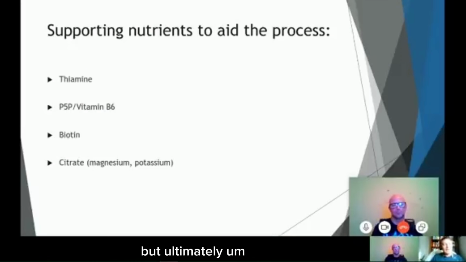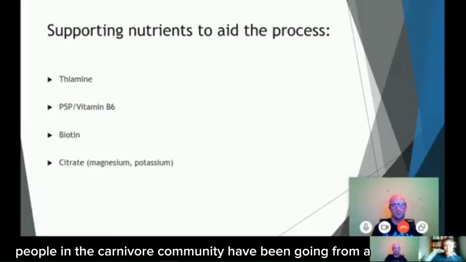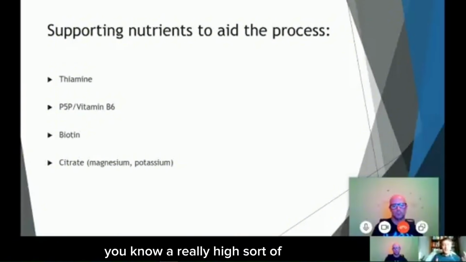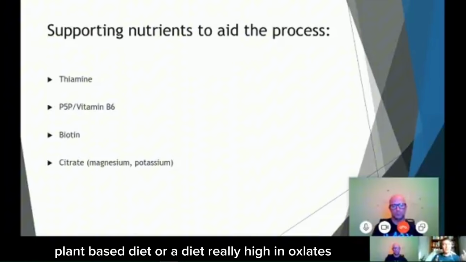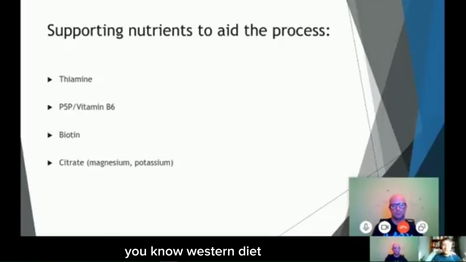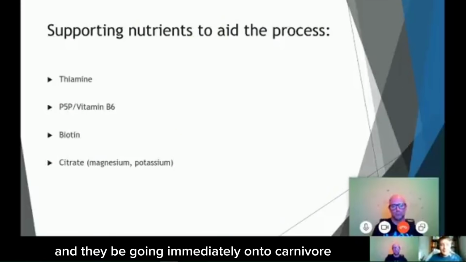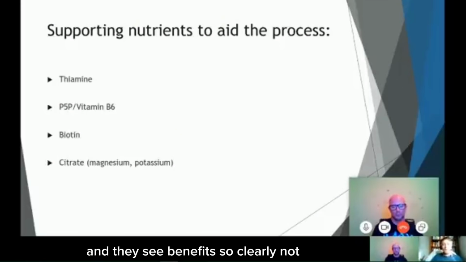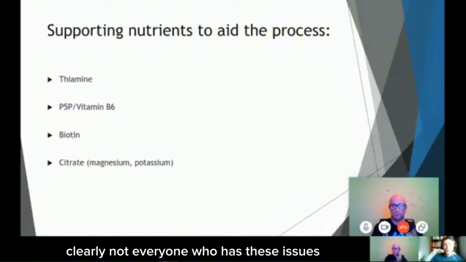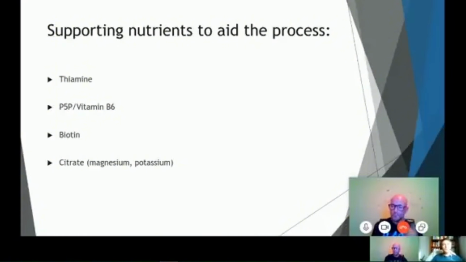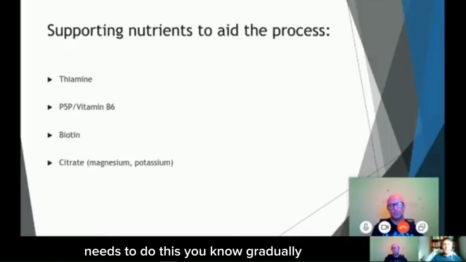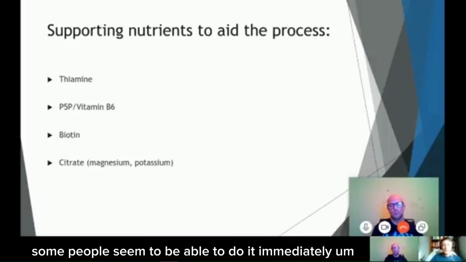But ultimately, people in the carnivore community, many of them coming from a vegan, plant-based diet, or a diet really high in oxalates, a Western diet, have been going immediately onto carnivore. And they see benefits. So clearly not everyone who has these issues needs to do this gradually. Some people seem to be able to do it immediately.